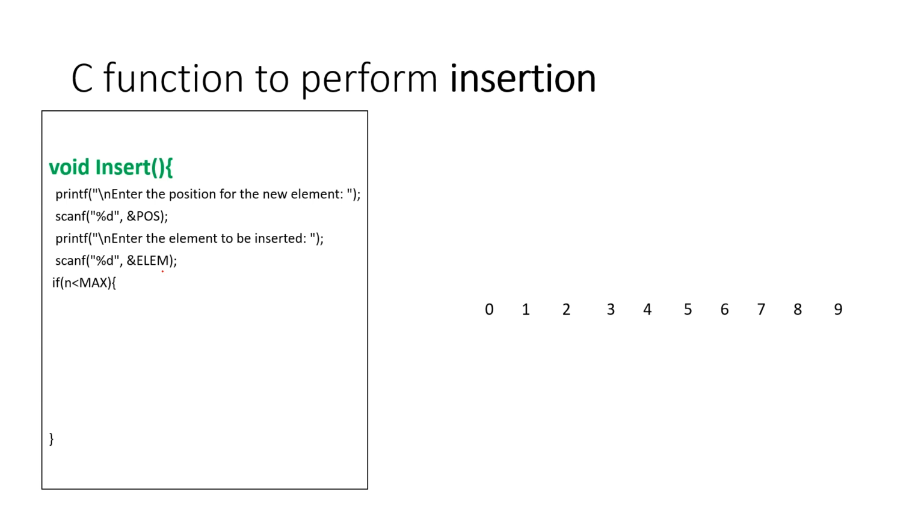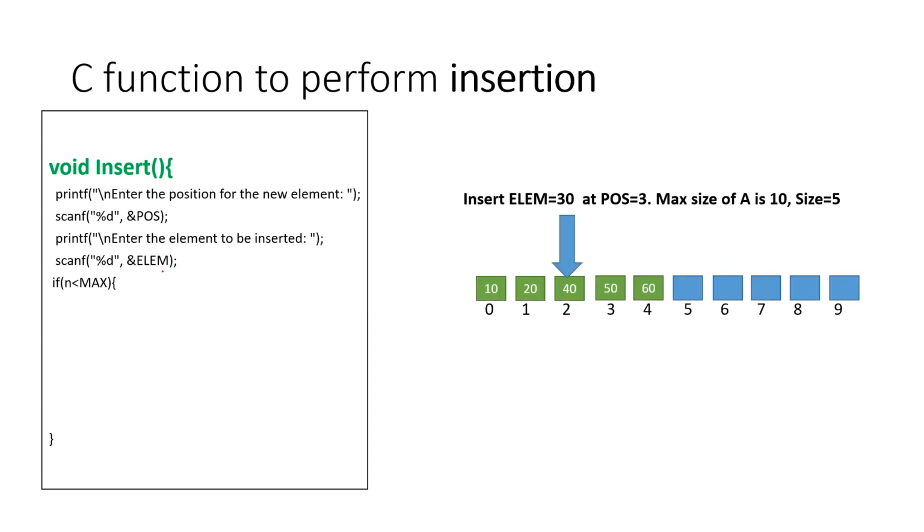Okay, the current indices are 0 1 2 3 4. There are 5 elements. N is 5, size is 10. Is n less than max? Array size is 5, n is 5, max is 10. Is 5 less than 10? Yes, this is true. You can proceed.